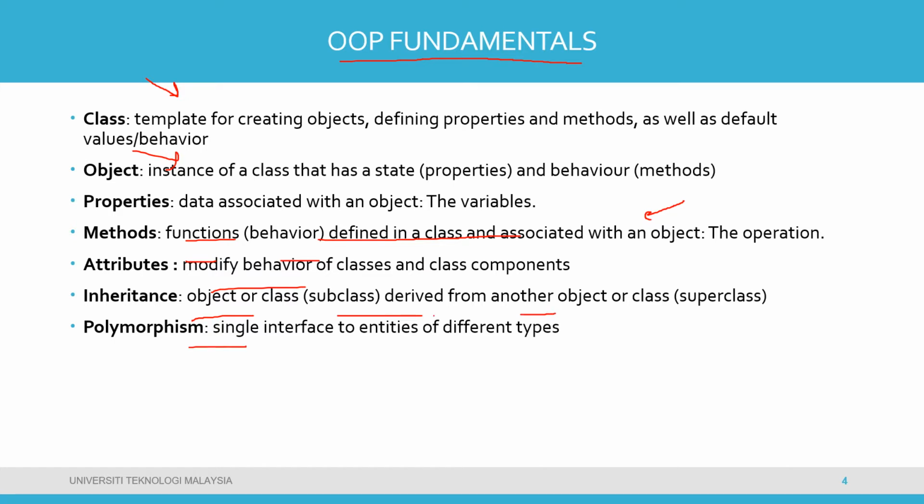Inheritance is when an object or class, a subclass, is derived from another object or class. Polymorphism is a single interface to entities of different types. So this one is also theory, just a definition.